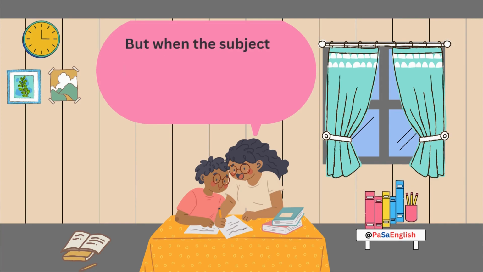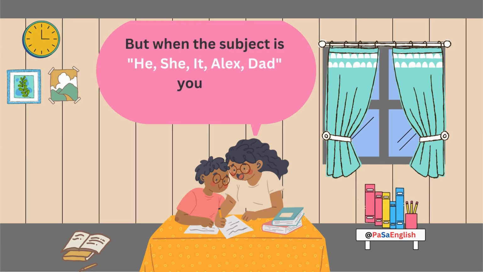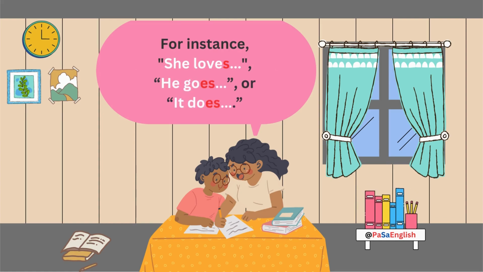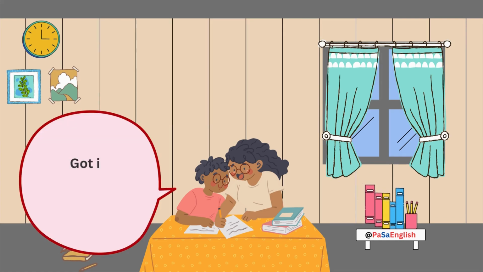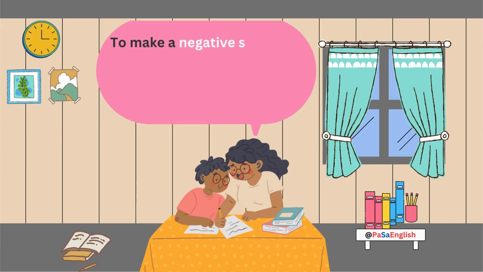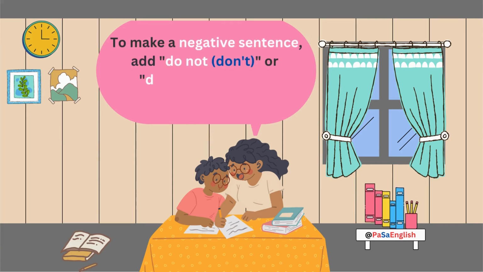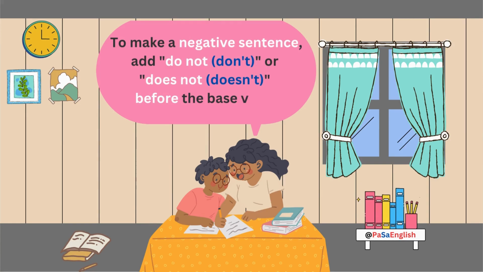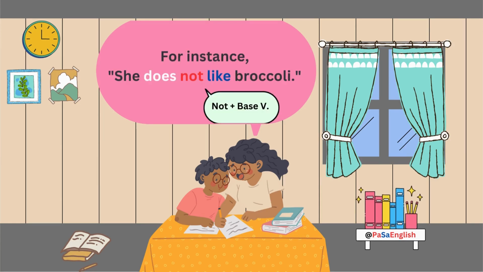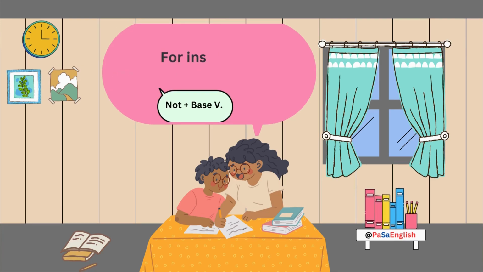But when the subject is he, she, it, you add s or es to the verb. For instance, she loves, he goes, or it does. Got it. How about negative sentences? To make a negative sentence, add do not or does not before the base verb. For instance, she does not like broccoli. I do not go away very often.